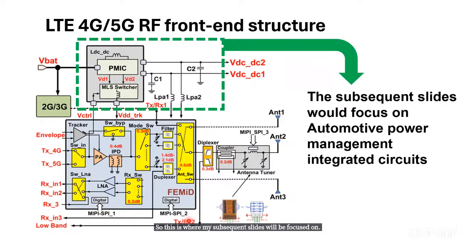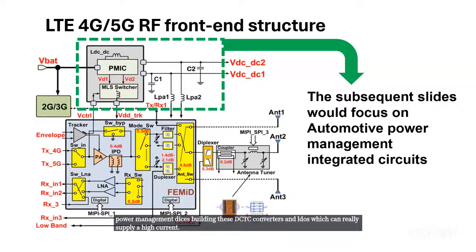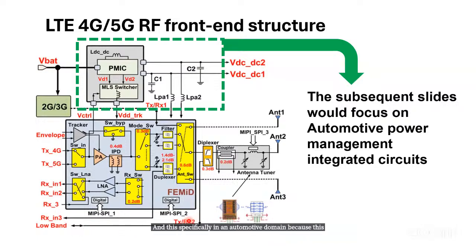We want to understand how we really design automotive power management circuits that supply this high power consumption. Some of these transceivers would need hundreds of milliamps of current. And my talk would primarily focus on building power management ICs, building these DC-DC converters and LDOs, which can really supply a high current, specifically in the automotive domain, because this makes it a very interesting combination in terms of the application area. Okay. So with this background, let's understand a bit more about what is so special about designing something for automotive compared to a consumer device, like a phone or a car, right?